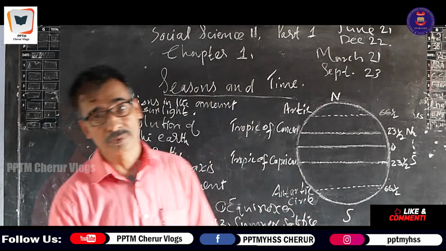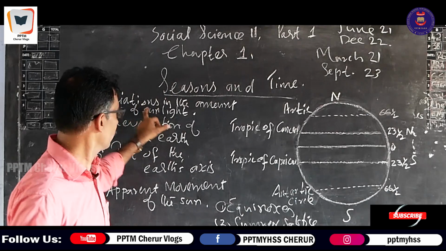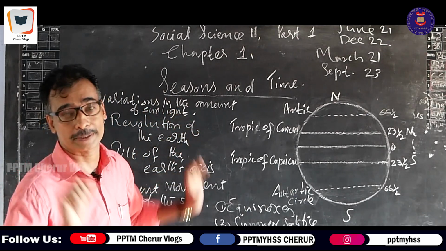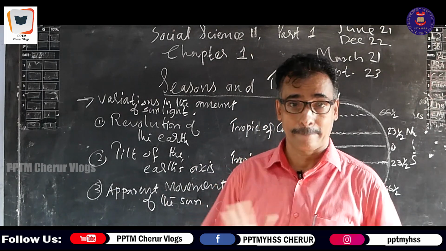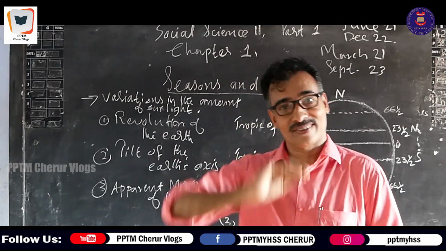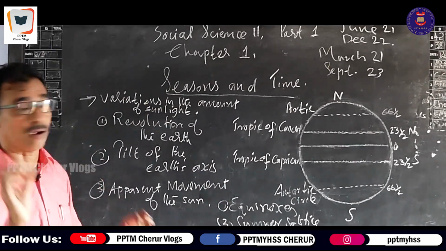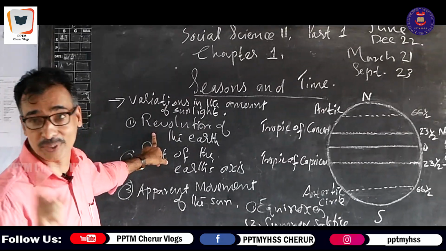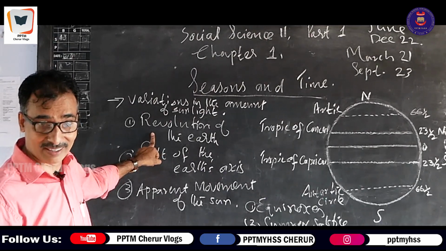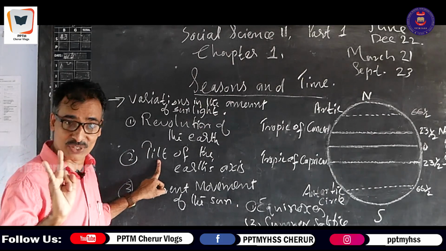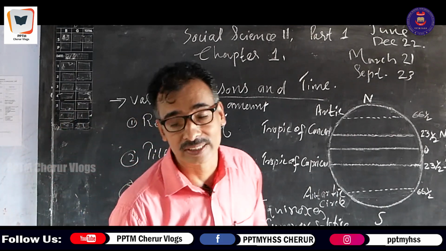And I told you, the basis for the changes in season is variations in the amount of sunlight. And we know sunlight is not received everywhere the same. Why this variation in sunlight? Because of three reasons. Please repeat along with me: revolution of the earth, tilt of the earth's axis, and then apparent movement of the sun.